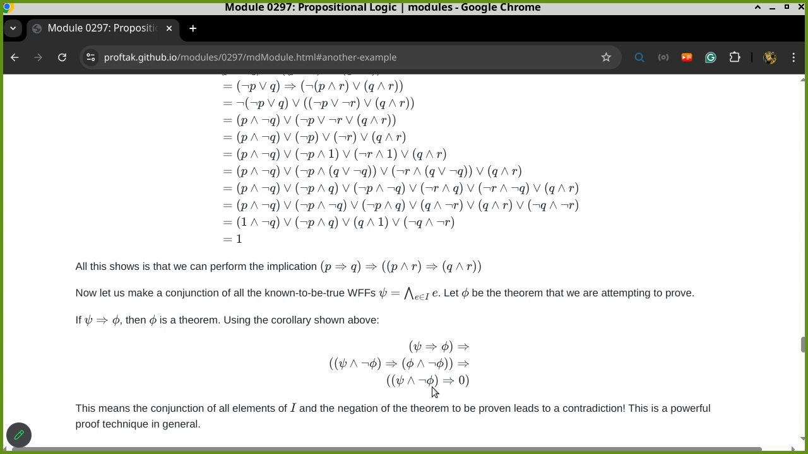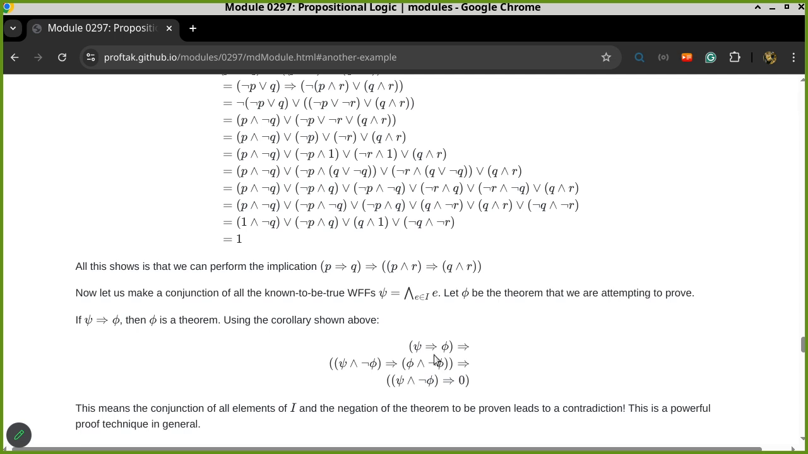So this is why we can validate proof by contradiction, which is basically saying if you negate the statement that you suspect is the theorem and then AND it with everything that is axiomatically true, that conjunction should lead to false, hence contradiction.